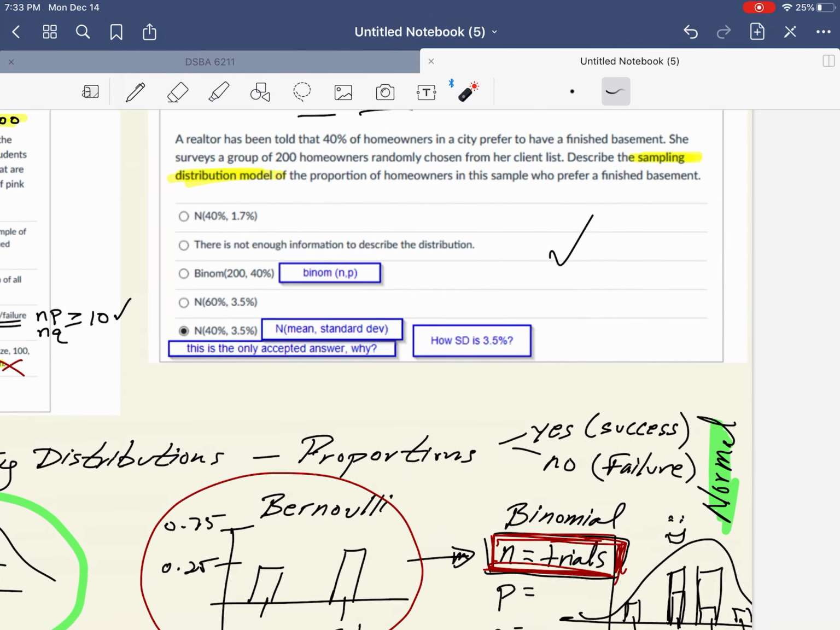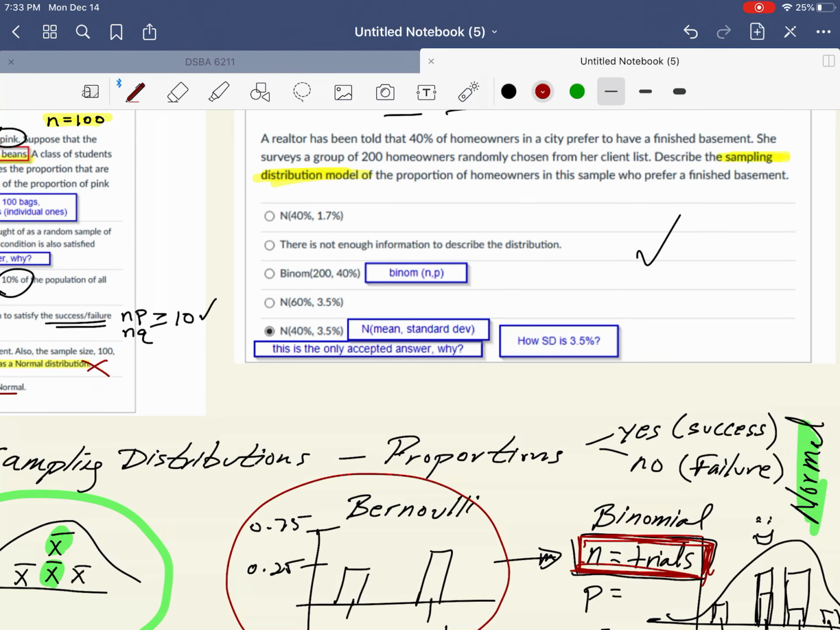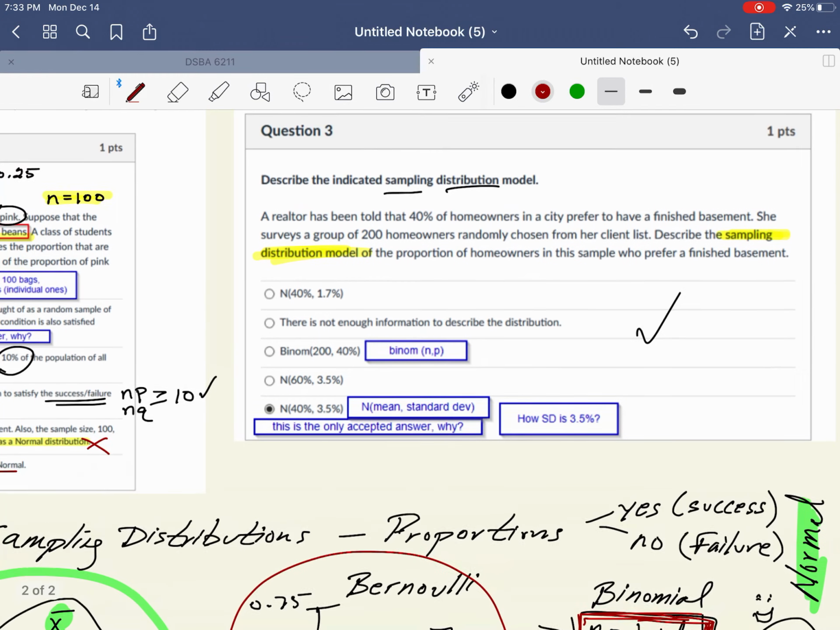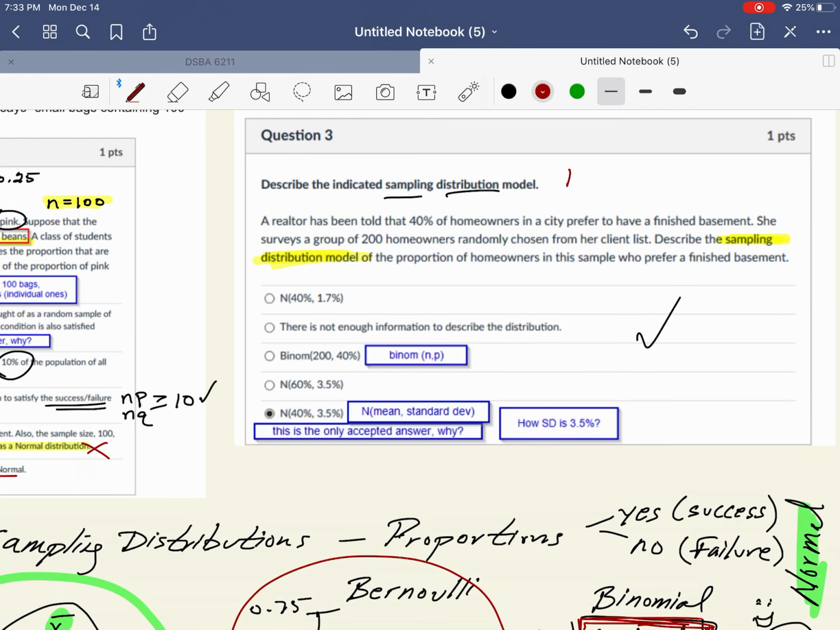So, let's see. Let's write down what we've got. You've already kind of suggested that you know that P, just because you wrote this and you see that it matches that, P is equal to 40% yes for finished basement. My sample size is a group of 200.